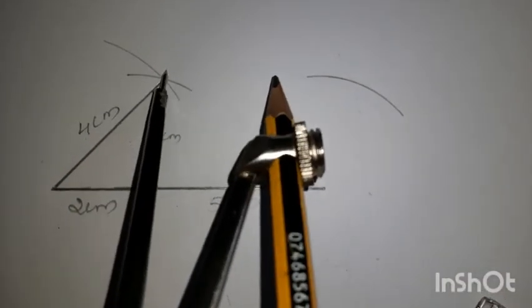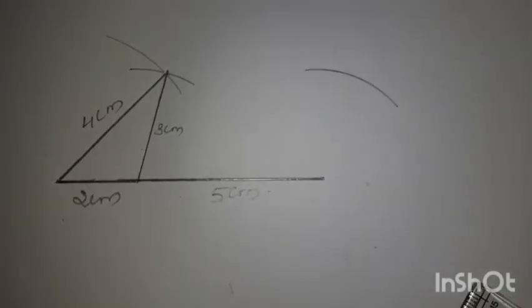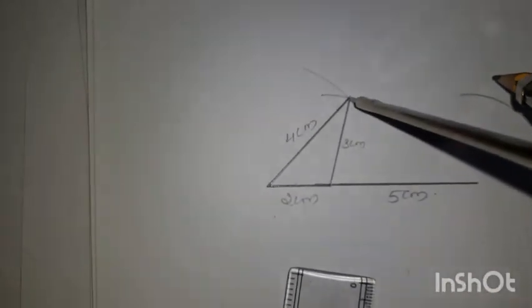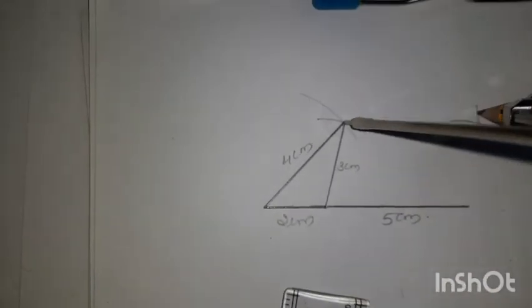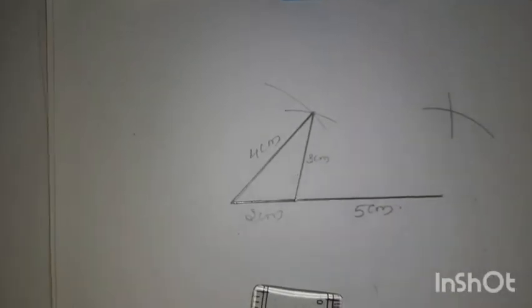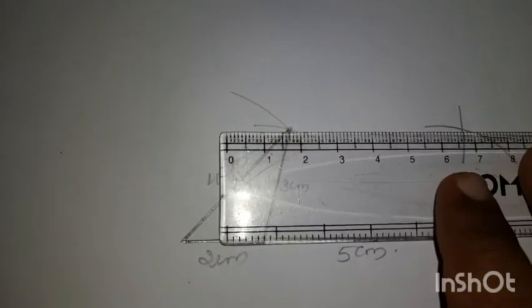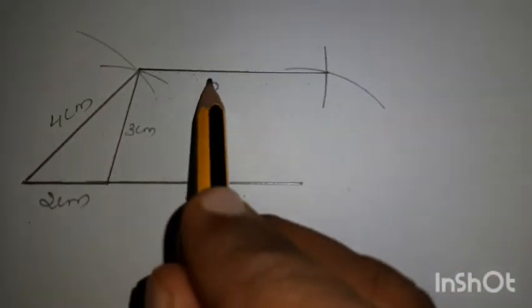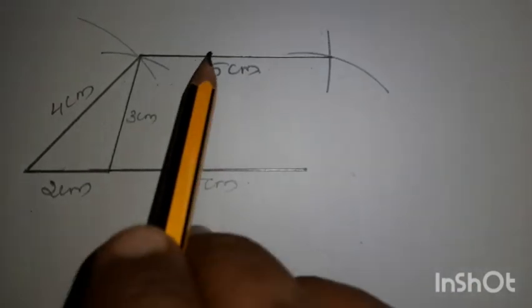Then from here you have to draw a 5 centimeter arc. Take 5 centimeter in your compass, then draw the arc from this point to here. Then you have to join the line. So you got a 5 centimeter line here, parallel to this one.